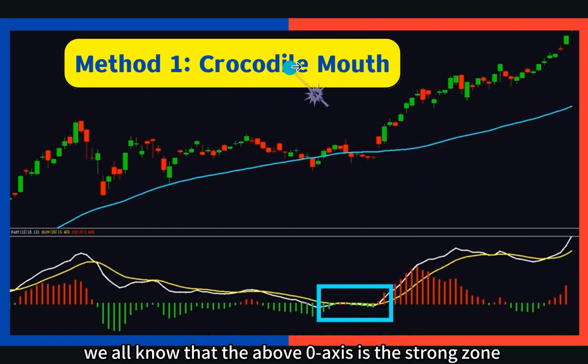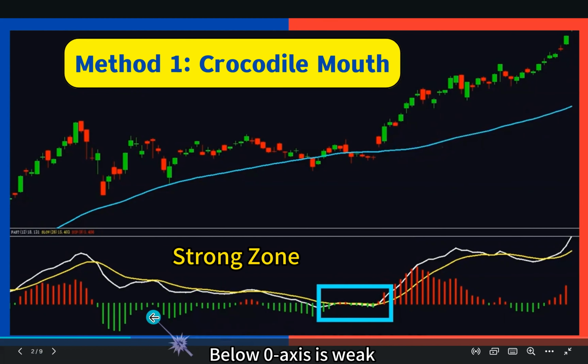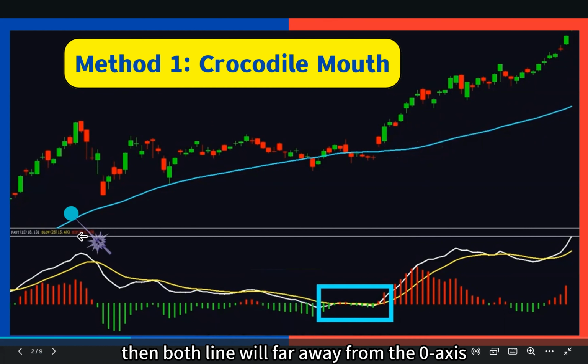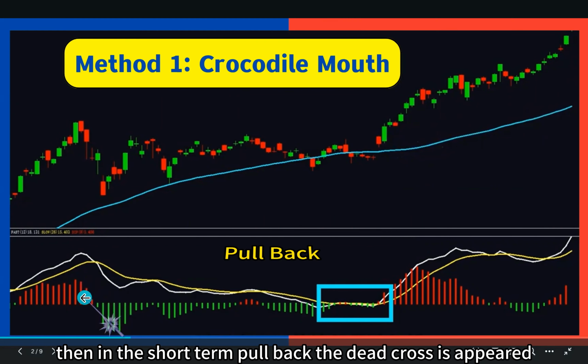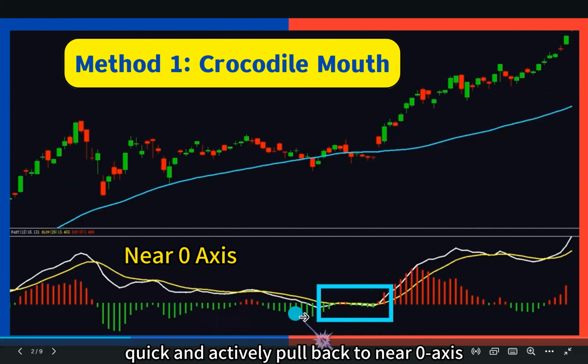Generally speaking, we all know that above the zero axis is the strong zone, and below the zero axis is weak. So when the stock rises strongly, both lines move far away from the zero axis, then in the short term it pulls back and the dead cross appears. Some stocks will exchange time for space, quickly and actively pulling back to near the zero axis.